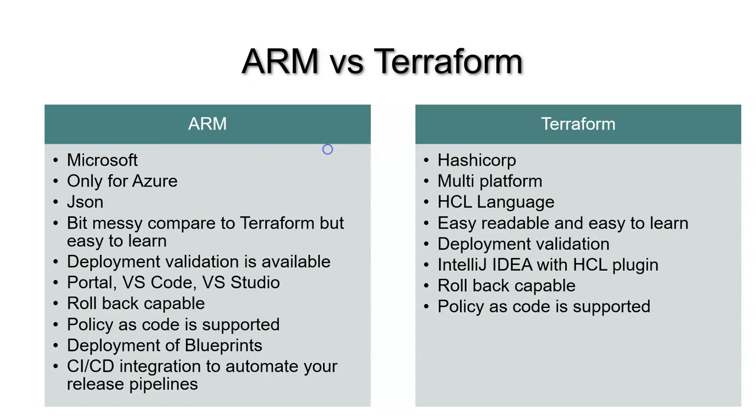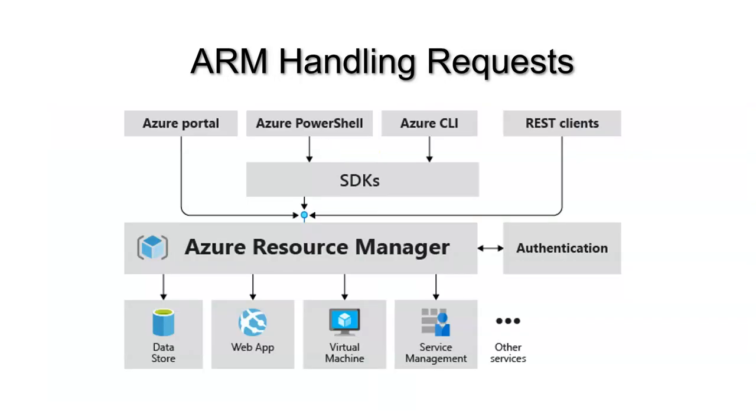So coming to the next one, ARM handling request. How does ARM handle the request? It can handle the request from Azure portal, I already mentioned. It can also handle the request through PowerShell, through the CLI, and through REST clients, in case you are writing some application and through the application you want to create your resources. Then also you can access the APIs and create the required resources.